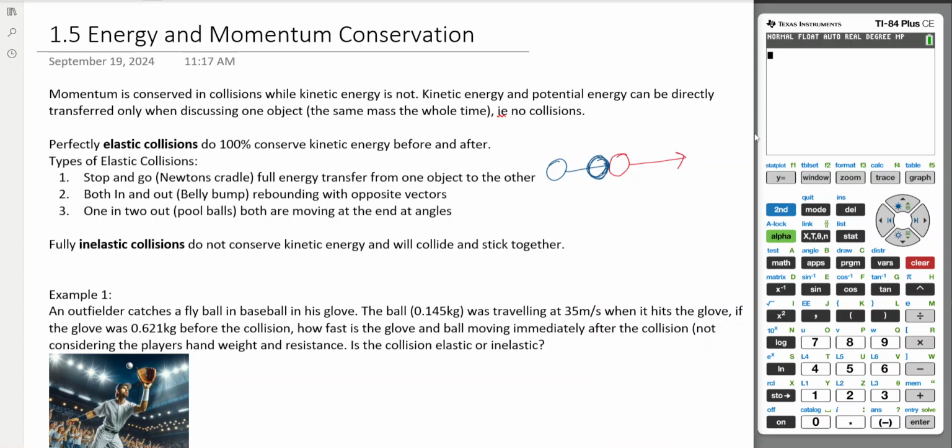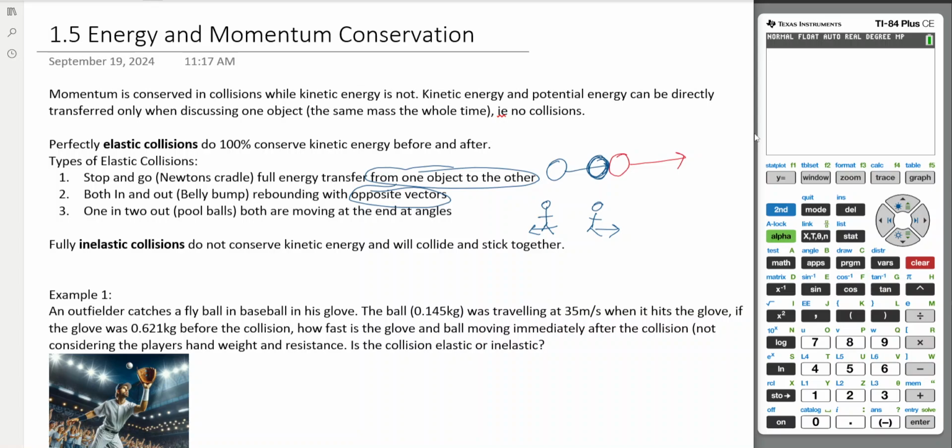Both in and out is another type of elastic collision. So the belly bump, if you've ever done that with a friend, or maybe seen it in the movies, when two people jump up in the air and they knock into each other and then they fly backwards afterwards. So they're both flying in opposite directions after they do the belly bump. So that is both in and then both out, rebounding with opposite vectors. That's the big idea here, whereas the first one was full energy transfer from one object to the other. This one is now opposite vectors.